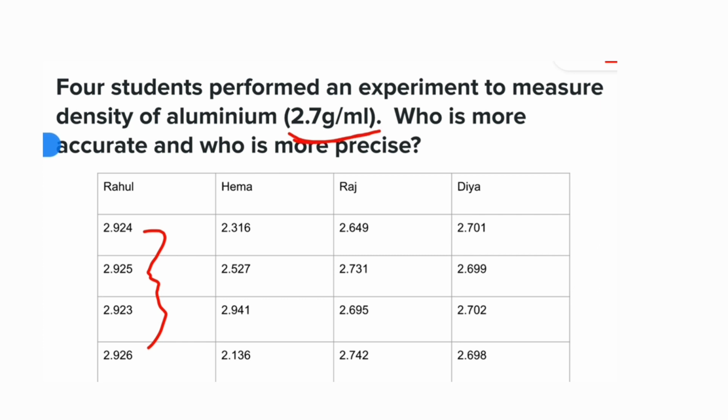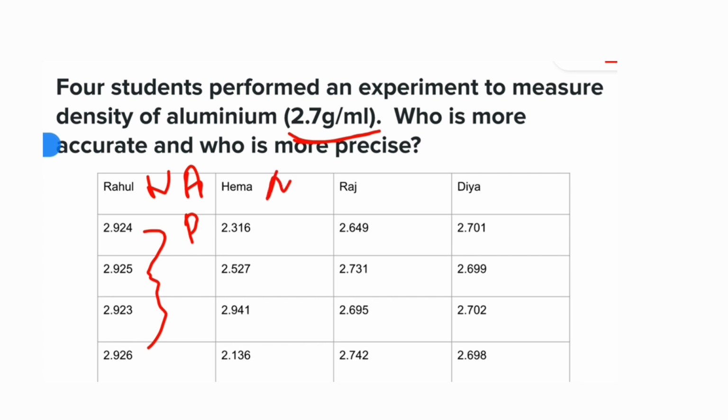So about accuracy, I can say these values are not accurate because they are far away from the true value. So these are not accurate. Are they precise? Yes, they are precise because all these four readings are closer to each other. So they are precise.